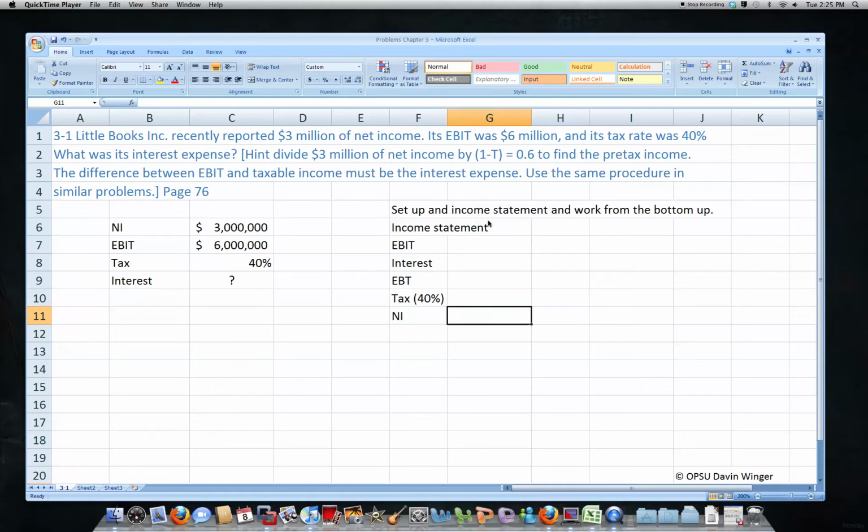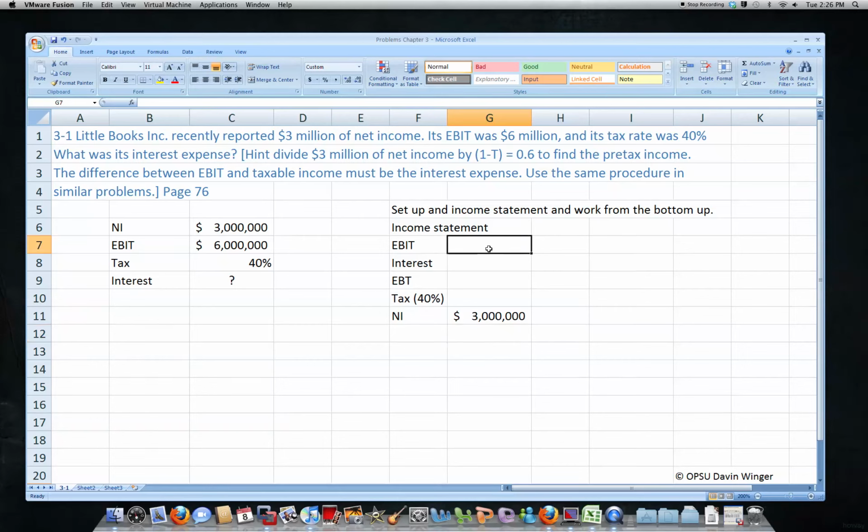So what we'll do is set up an income statement and work from the bottom up. So we have our net income, that's a given. So all we have to do is just enter formulas. That's the best way to do it. So to enter a formula, push your equals. That's the start of the formula, and then you just come over here and click on the cell and hit enter, and it brings the net income down to this cell.